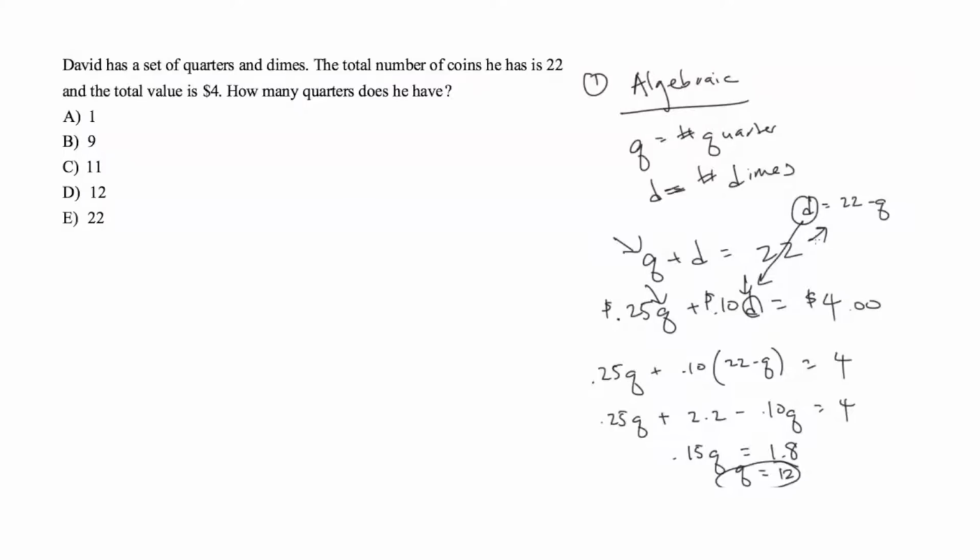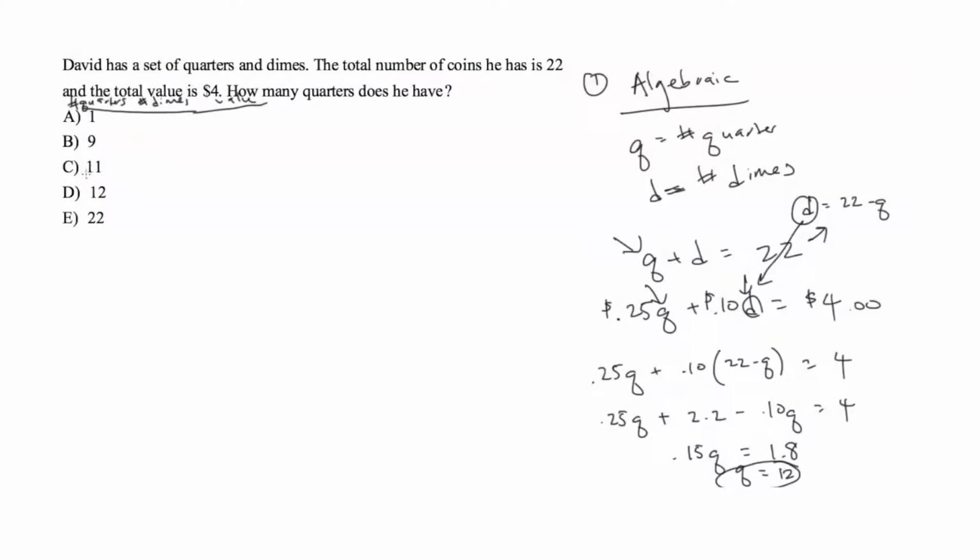Now I did mention that there's a second way to do this, and that's plugging in the answer choices. Let's say this is your test booklet. I want you to make a nice chart. The question asks, how many quarters does he have? So the answer choices represent the potential number of quarters that he has. We know that the total value is $4 of all the quarters and dimes, and the total number of coins he has is 22. The other knowns would be the number of quarters he has, the number of dimes he has, and the value.